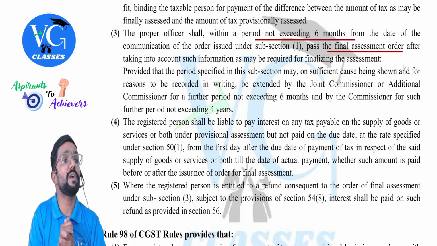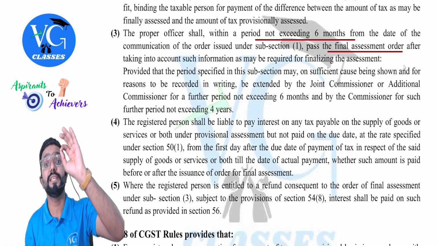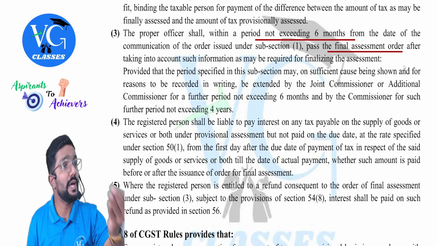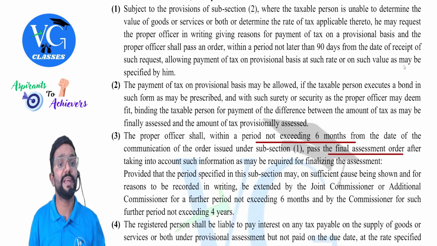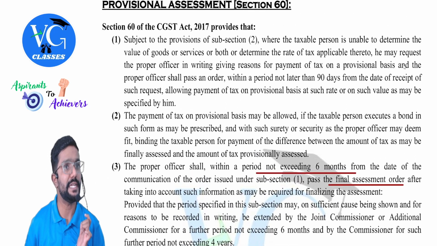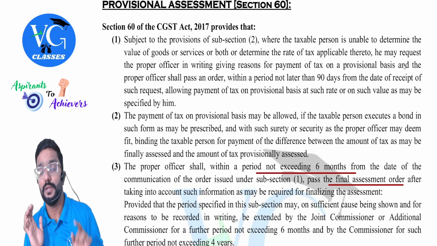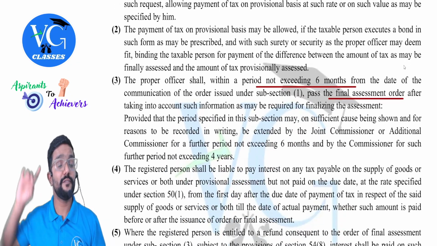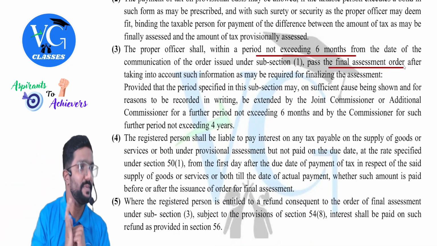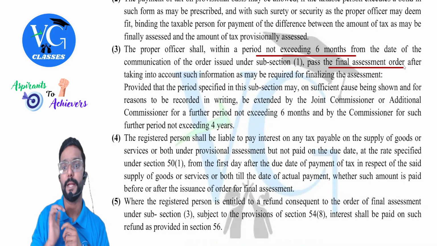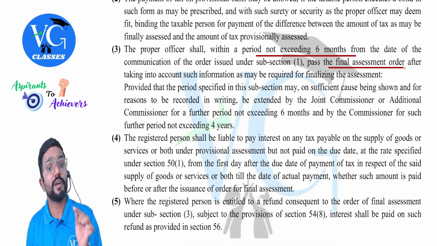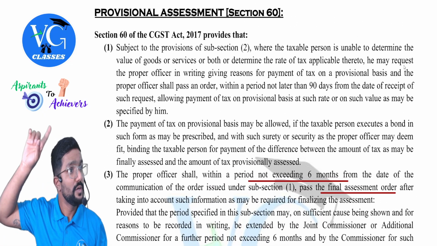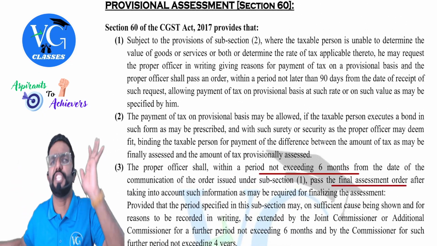To pass final order, what is the time limit, guys? 6 months. Please listen. I made a request to the proper officer. Within how many days he should allow me to pay tax under provisional basis? 90 days, based on estimation. And once he makes this order, that is provisional order, you need to pass the final order within how many months? 6 months. Hope you are understanding. Yes, sir. From the date of communication of order issued under subsection 1. First order is what, guys? Provisional order. It is like initial.